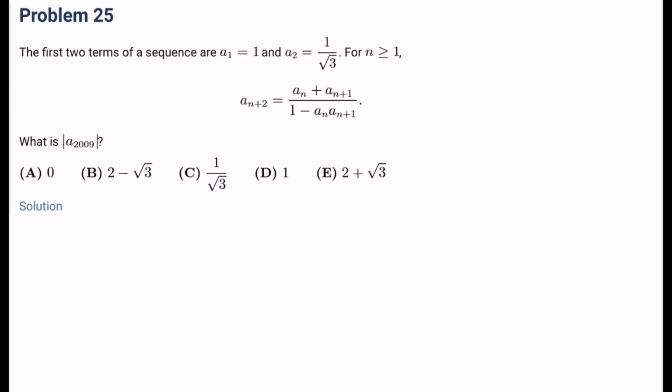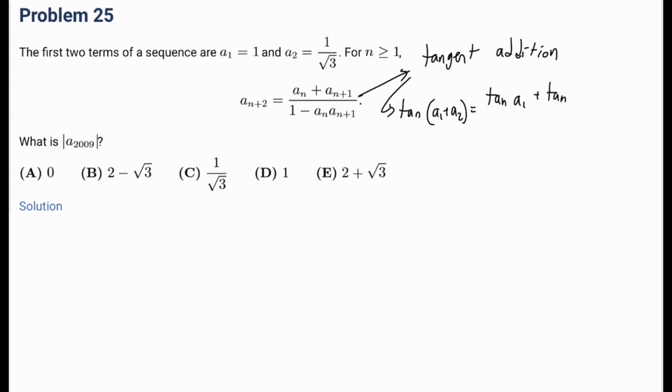The first two terms of a sequence are a1 equals 1 and a2 equals 1 over root 3. For n greater than or equal to 1, a_{n+2} equals this much. What is the absolute value of a_2009? Okay, so first we see this equation, and this is very, very similar to the tangent addition formula, right? Tangent of any two angles, like a1 plus a2, is equal to tangent a1 plus tangent a2 over 1 minus tangent a1 times tangent a2.